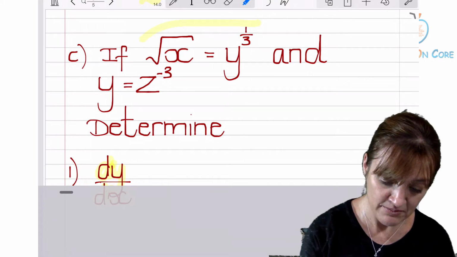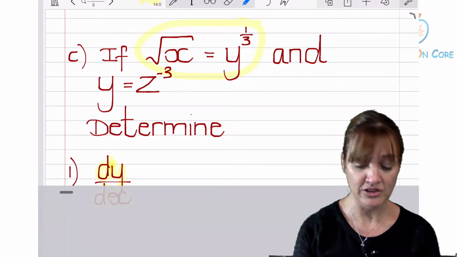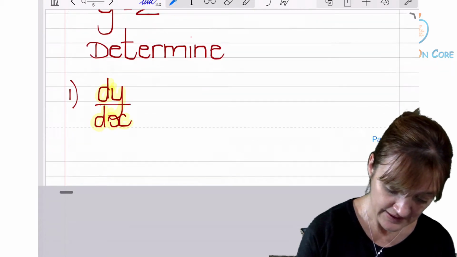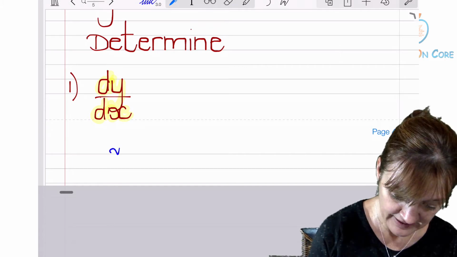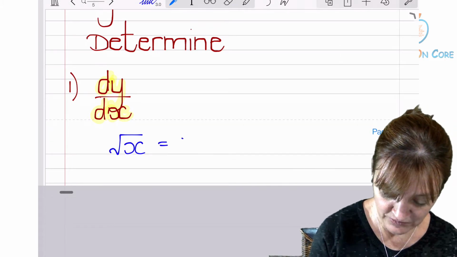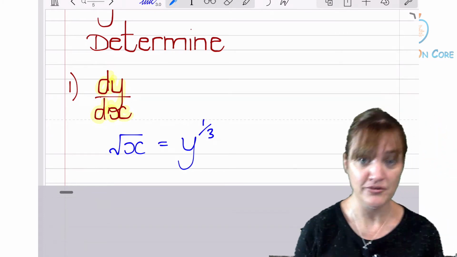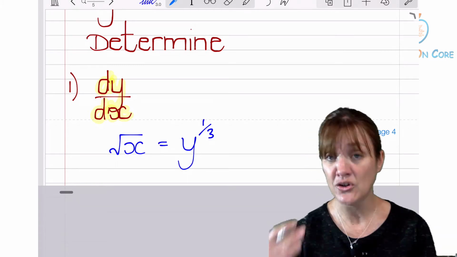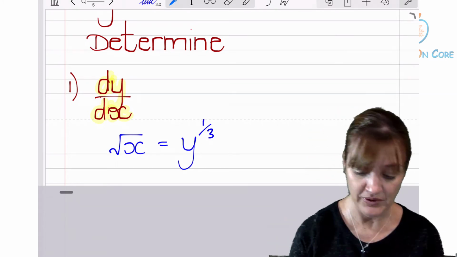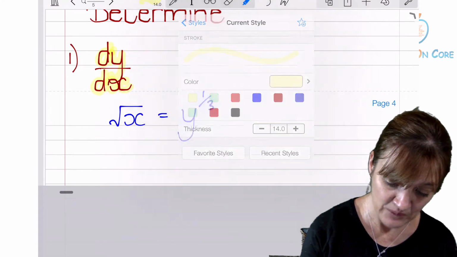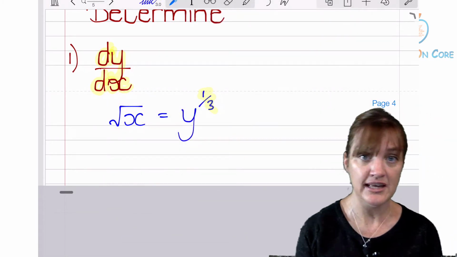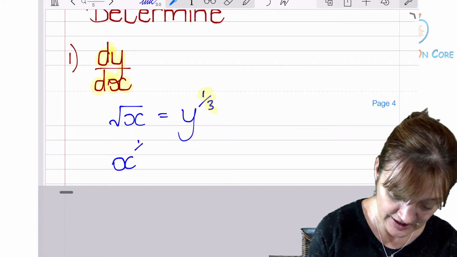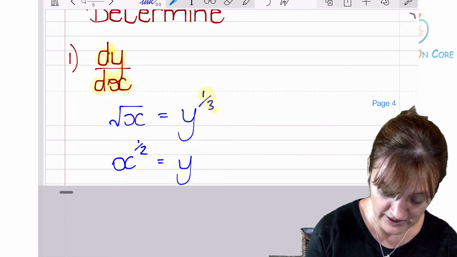Now that's going to have to come from this one over here, because you've got your y and you've got your x. They gave me the root of x was equal to y to the power of 1/3. In order to find the derivative of y in terms of x, you need to get y entirely on its own. So that means this 1/3 has got to go. I can't have that third there because then y is not on its own. Instead of the root of x, I'm going to write it as x to the half and y to the third.